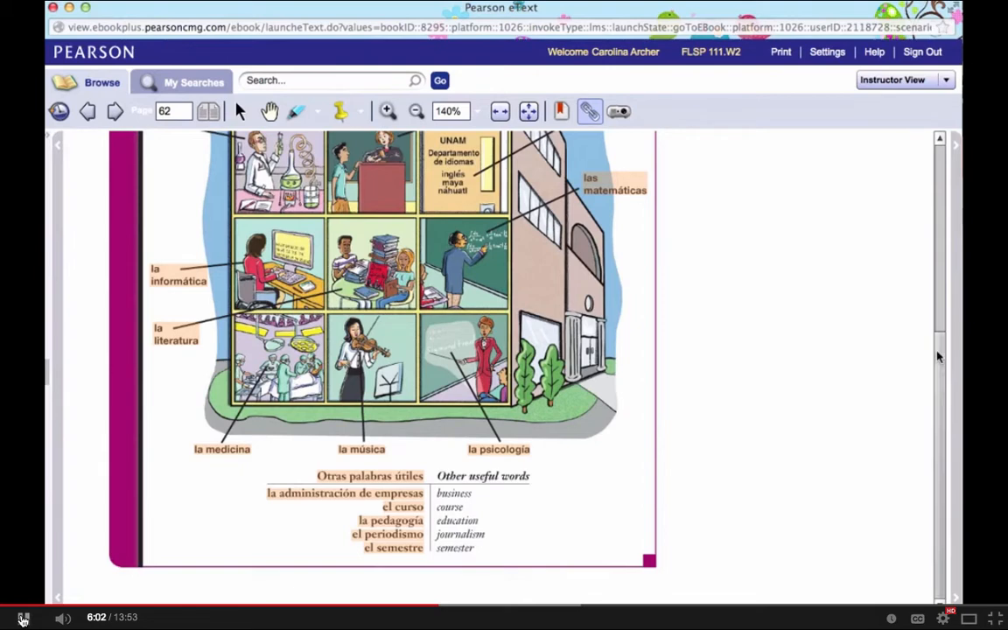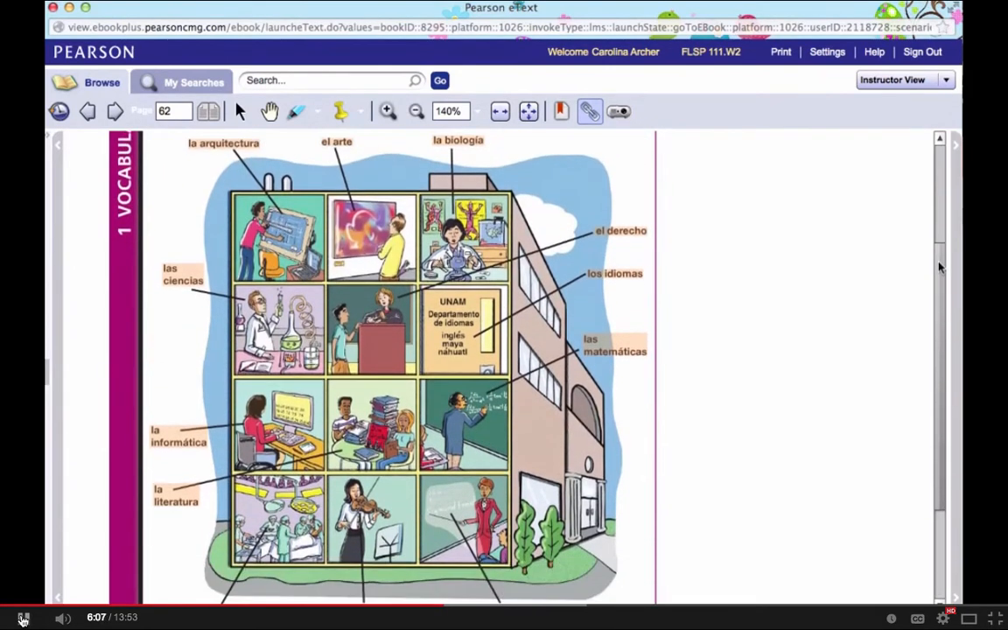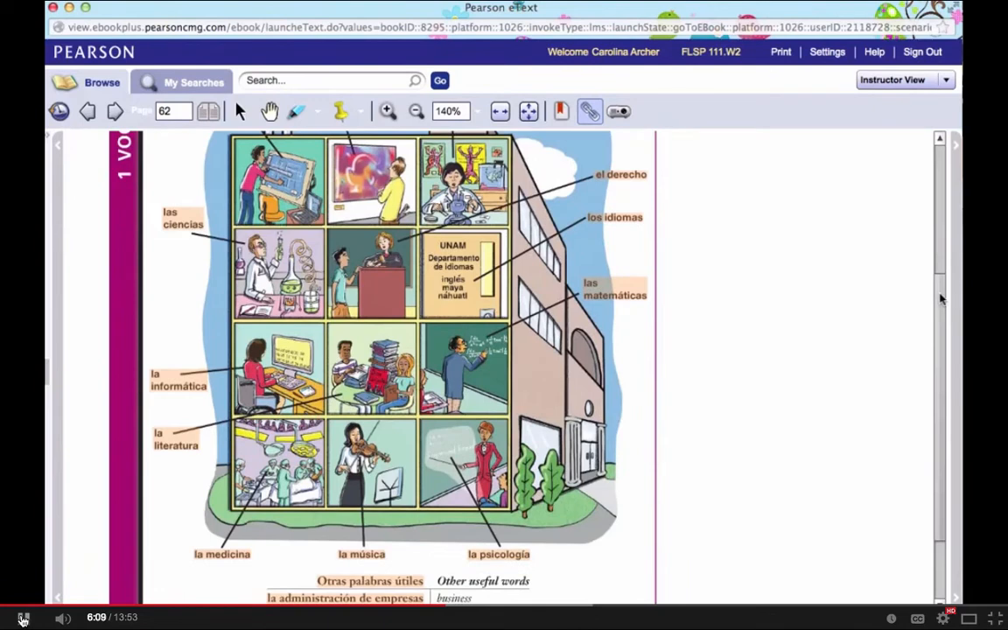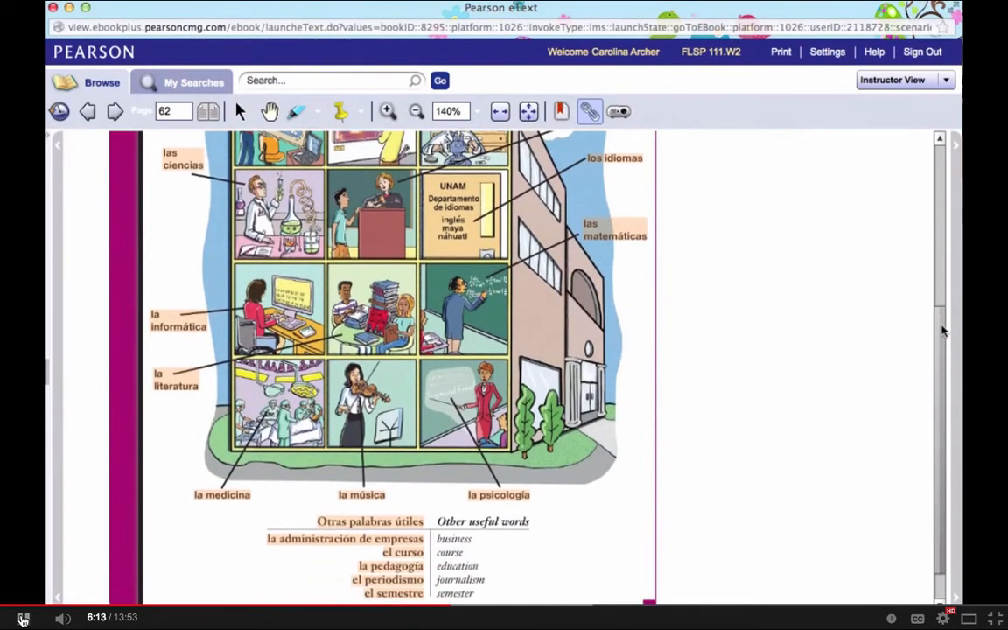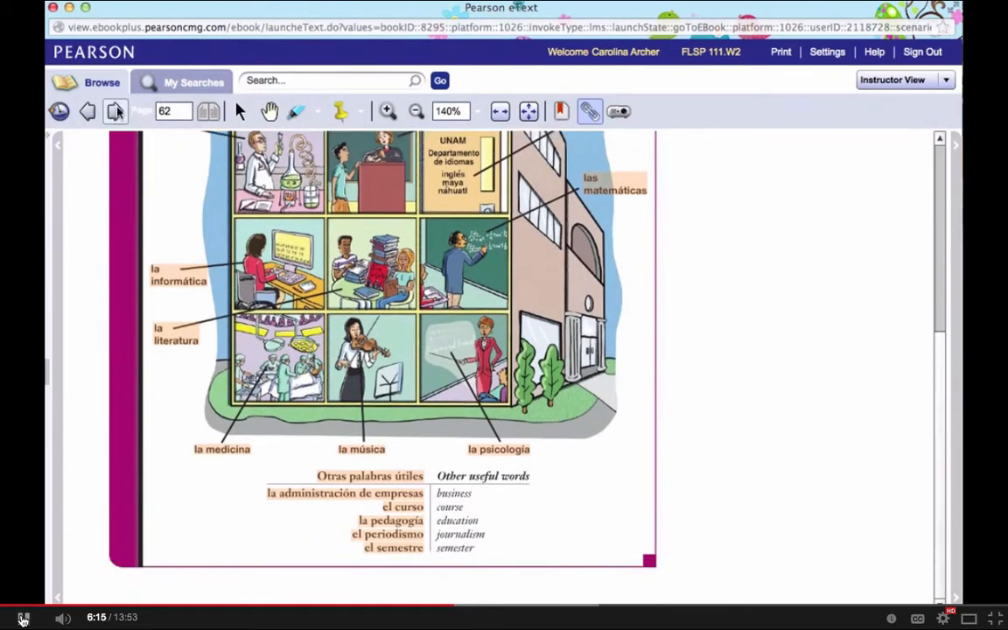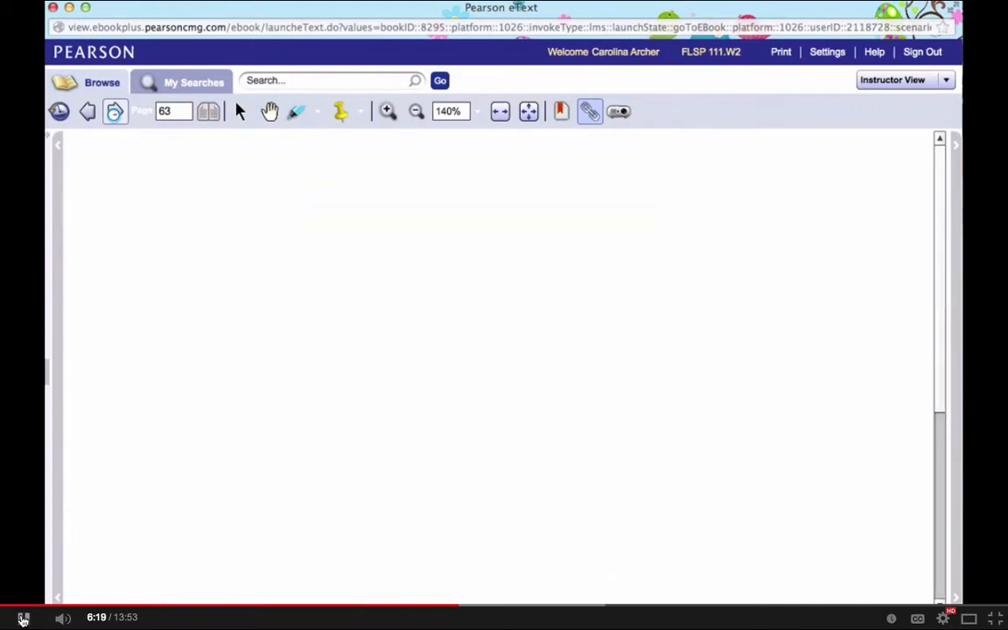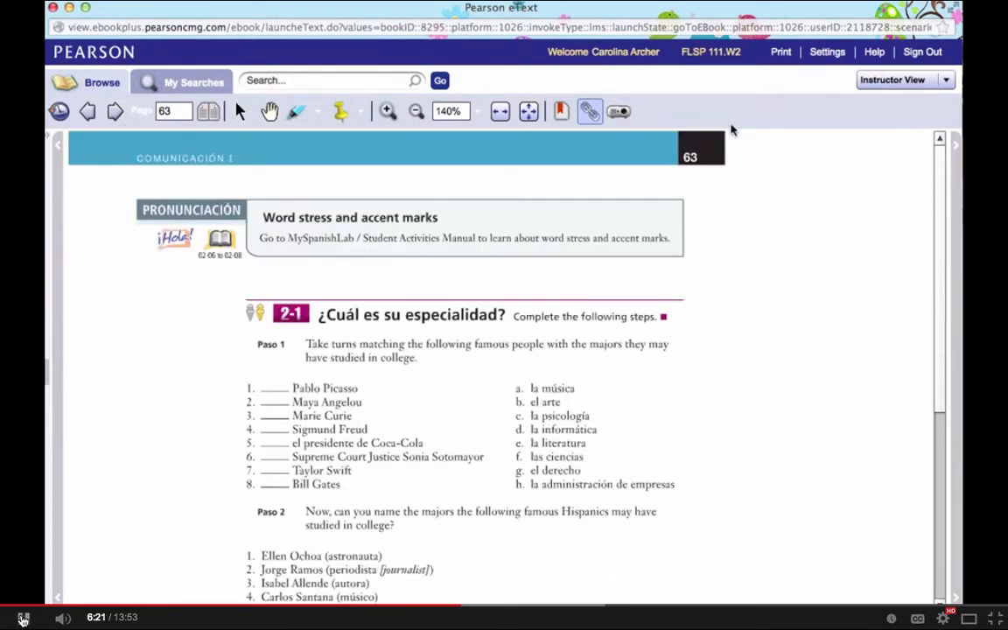Okay? So you can be thinking about what your major is and find the word that identifies your major and what words you can use to talk about what you are studying. Muy bien, vamos a la página 63. En la página 63, all you're going to do today is mainly work with vocabulary and familiarize yourself with vocabulary, okay?